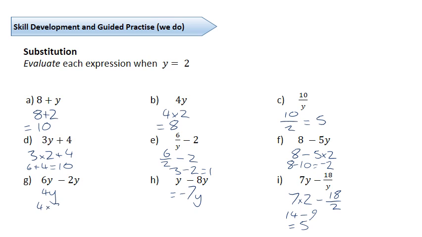So 4 times 2 gives us our 8. Now, you could have just chucked them straight in and gone 6 times 2 minus 2 times 2. 6 times 2 is 12, minus 4, which gives you 8. But if you simplify it first, it'll make solving these algebraic expressions a lot easier. So next one, negative 7 times 2, negative 14.